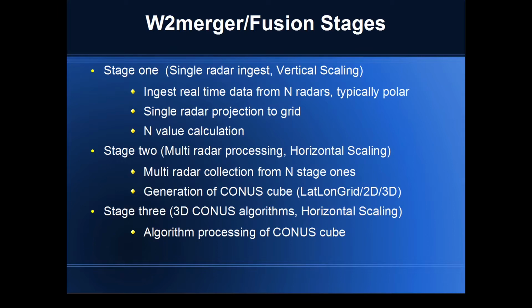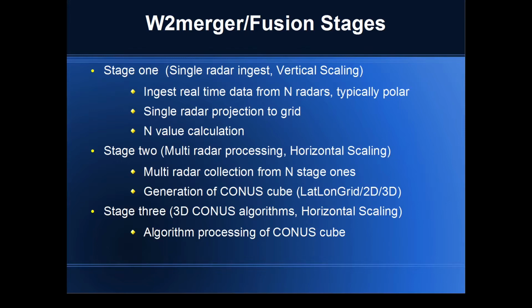Canada, and others. This involves the sine, cosine, refraction, and projection from polar to the final CONUS grid. It also does the heavy work of handling virtual volumes and the values and weights required for stage 2. Any scaling done here is typically vertical scaling. In other words, we make the machine more powerful.